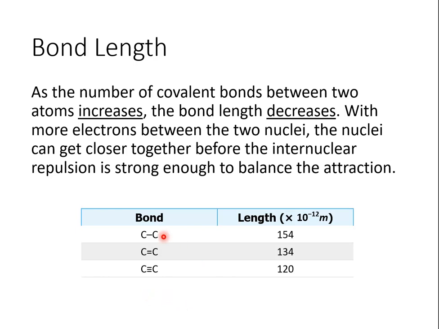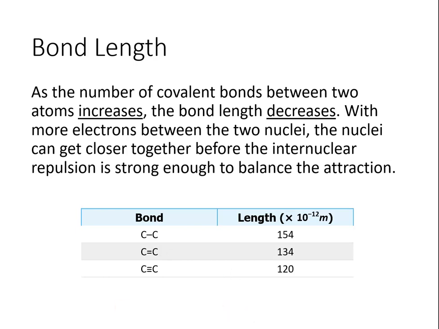So here we see two carbons, so everything is the same, like the pull and repulsion between the two nuclei, and the pull between the nuclei and the electrons is the same because they're both carbon. Here we have a single bond, and that is 154 times 10 to the minus 12th meters, so picometers, and this would be 134 picometers and 120.